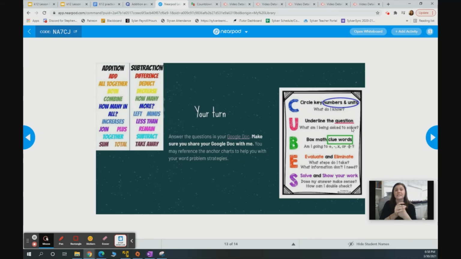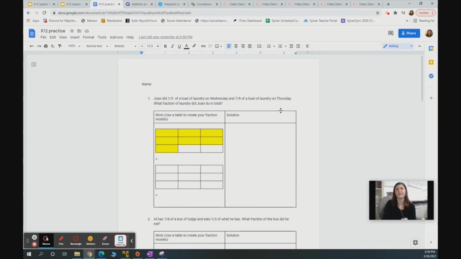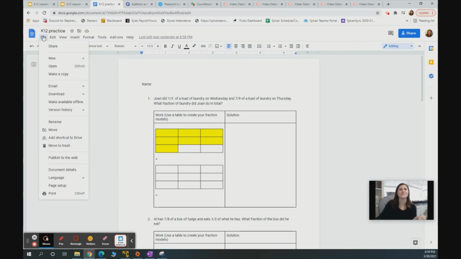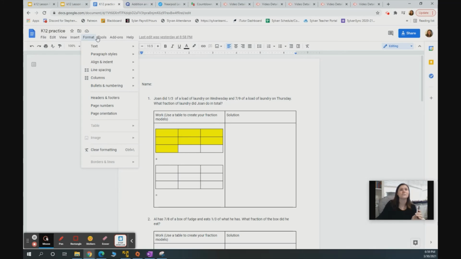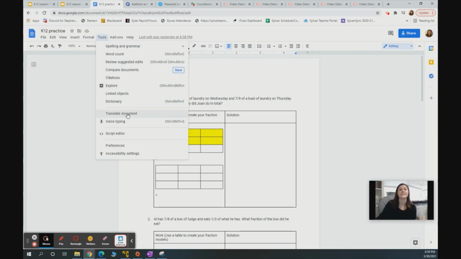All right, for their independent practice, they would answer questions on a Google Doc. I chose Google Docs because it's really great for translating. So if there's a student that's ESOL, then they can go over here to the tools and tell it to translate the document. So if they've made a copy of it, then they can translate it. I don't think it automatically does it if they haven't made a copy already, but this will make a copy that's translated. So if you have a kid that can't do it, then they have this opportunity.